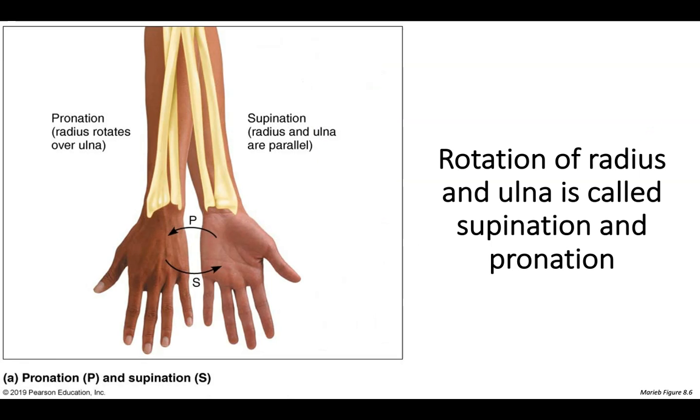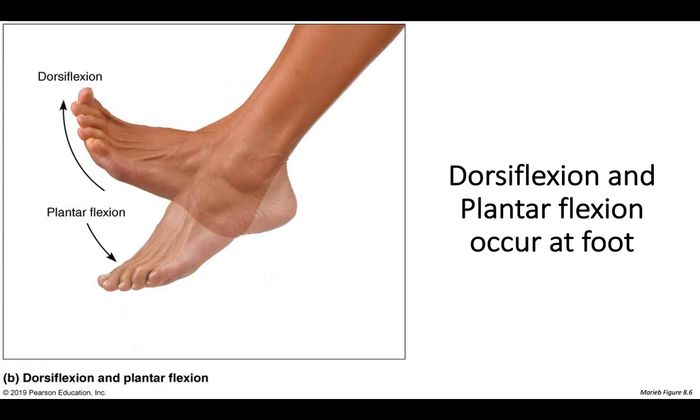Then we have some specialized words that describe some movements. Rotation of the radius and ulna is actually called supination and pronation. With pronation, you are taking your palm, in anatomical position, and spinning it toward the posterior. So pronation, palm is posterior. Supination, palm is going to be anterior. Those are examples of rotation of the radius and the ulna.